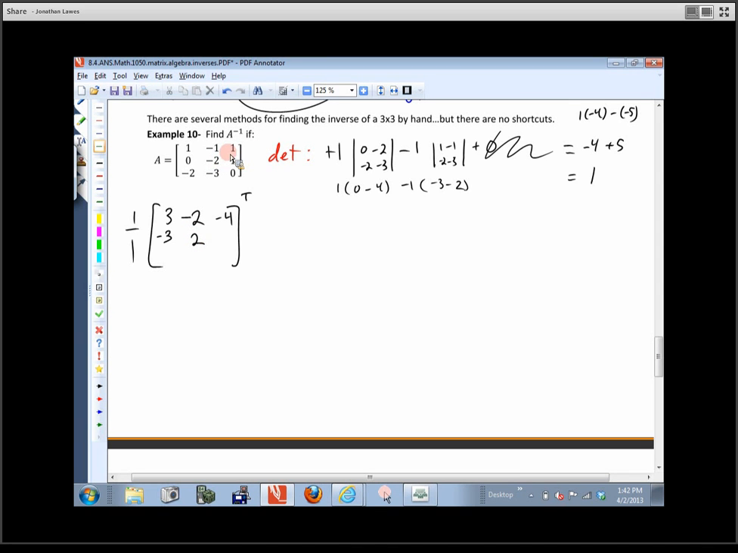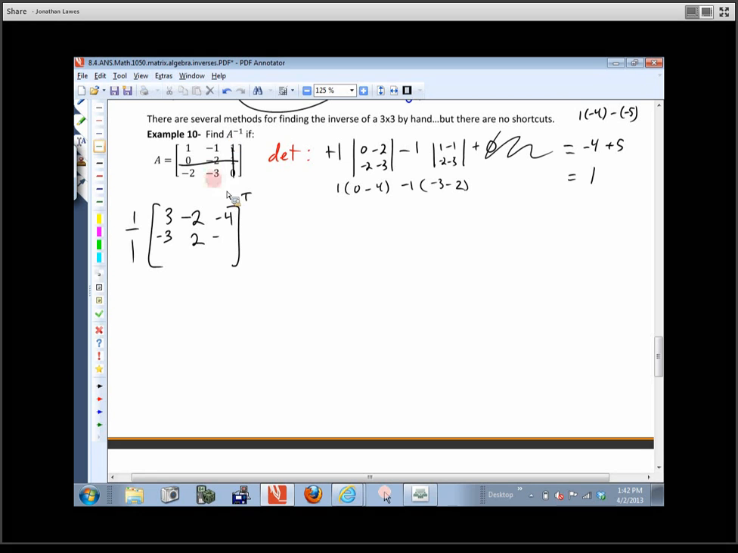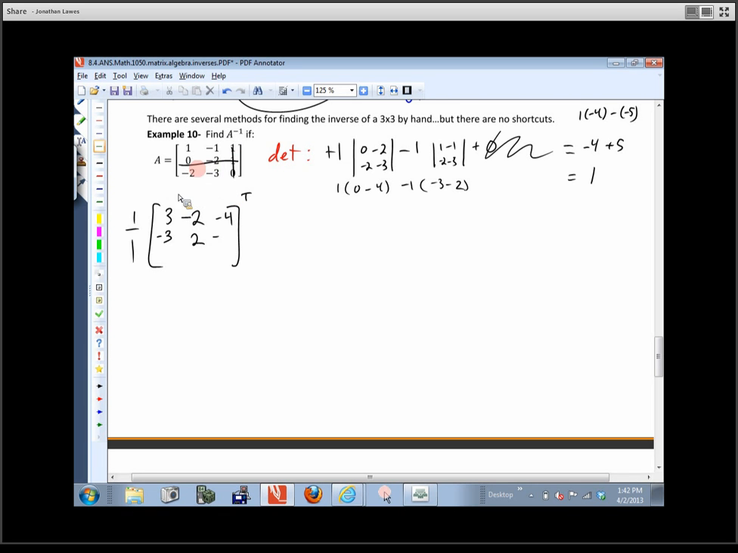We can hear you. Sign associated with this position? Negative. Cross out the row and the column. -3 minus 2. -3 minus 2, right? So that's going to be a 1, and there's already a negative in front there, so that's a -1.